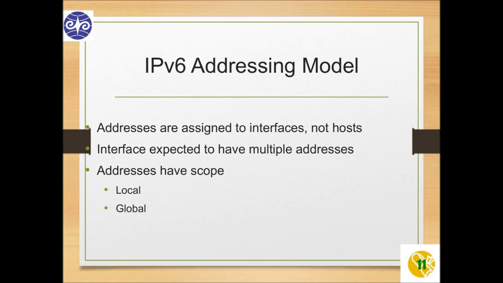Addresses have scope: local, global. Local scope means within a specific range or specific network. Let's suppose this may be in a local area network, or from node to node or device to device. And what is global? This is like the internet, or for a wide area network, which contains a global address scope.